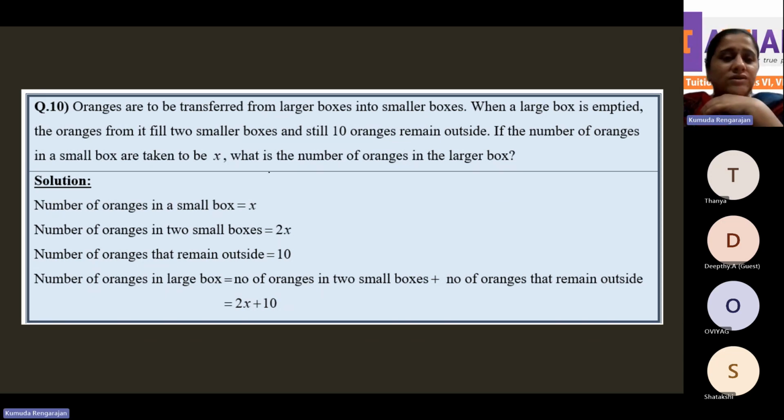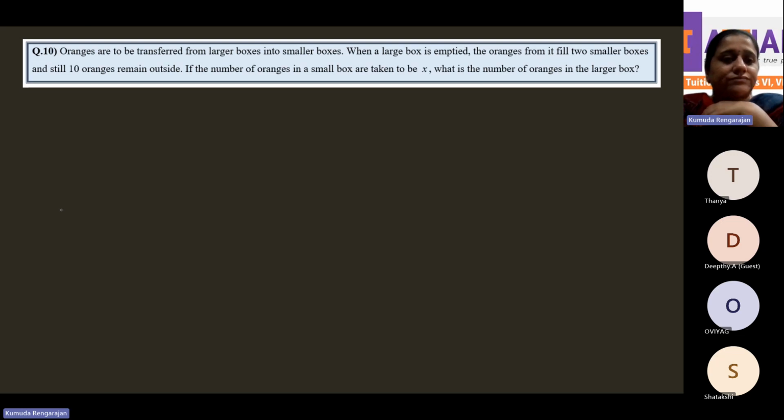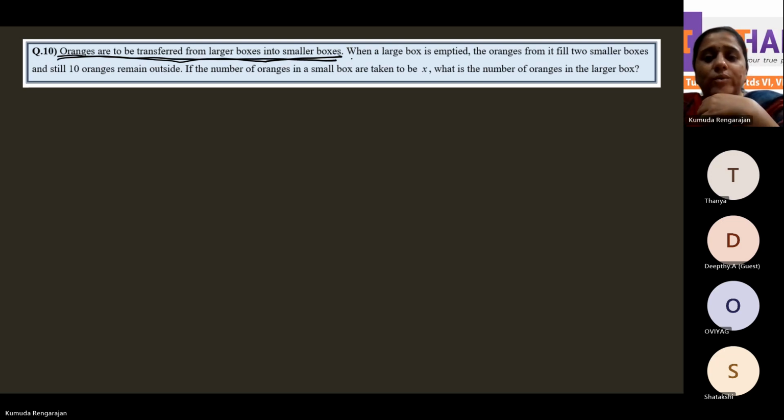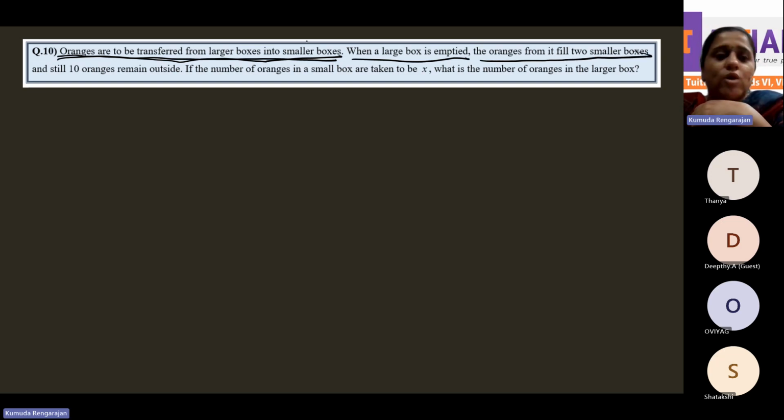Yeah. See here. Oranges are to be transferred from larger boxes into smaller boxes. When a large box is emptied, the oranges from it fill 2 smaller boxes and still 10 oranges remain outside.